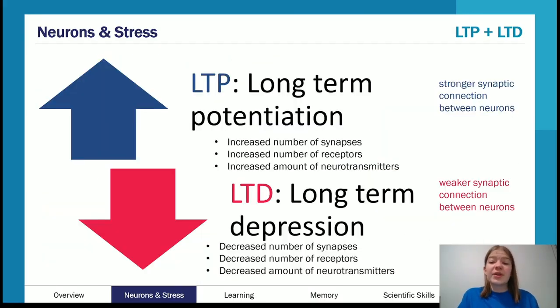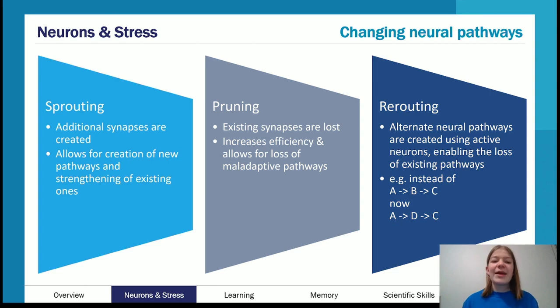To have this actually happen and get a stronger synaptic connection between neurons in long-term potentiation, we can have things like an increased number of synapses, increased number of receptors, releasing more neurotransmitters. For long-term depression, where we have a weaker synaptic connection, this can be through things like a decreased number of synapses, a decreased number of receptors, decreased amount of neurotransmitters. So sometimes people will talk about things like dendrite bushiness here. This has been in the study design before, so you do have resources on this. We have some specific terminology that's been introduced into this study design that you need to know, talking about how we change our neural pathways.